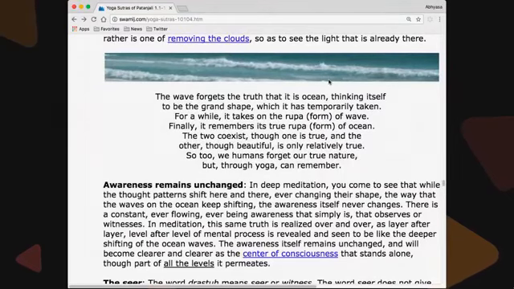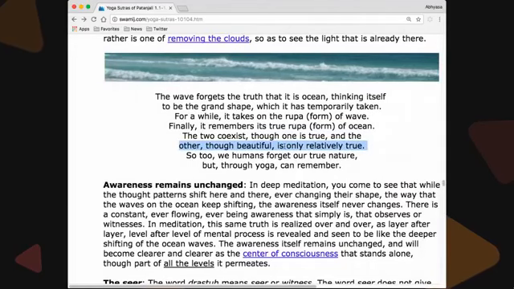See, there's waves. I took a picture out at the ocean of the Gulf of Mexico when there was no hurricane. The wave forgets the truth that it is the ocean, thinking itself to be the grand shape which it has temporarily taken. For a while, it takes on the rupa form of wave. Finally, it remembers its true rupa or form of ocean. The two coexist, though one is true and the other, though beautiful, is only relatively true.